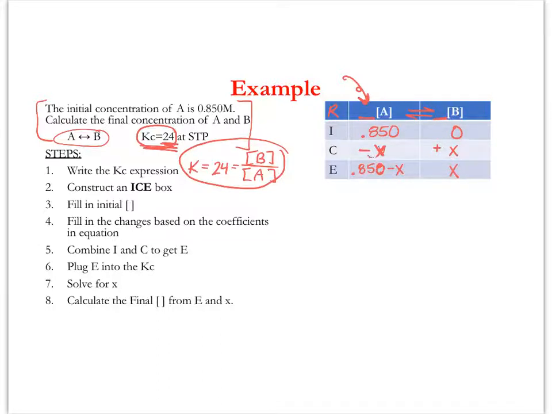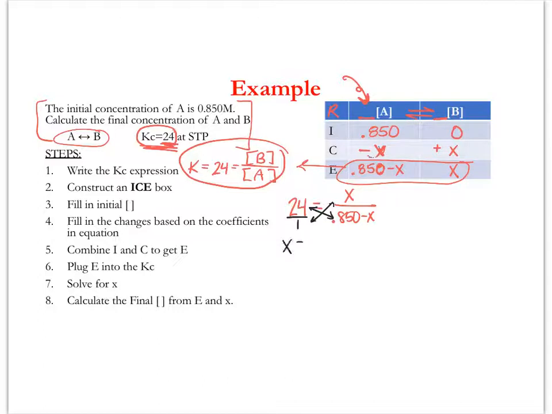Now we can plug in this equilibrium line into the equilibrium expression. So this is algebra. 24 equals the concentration of B divided by the concentration of A at equilibrium. So now we have to do some algebra cross multiplication here. So we'll cross multiply.